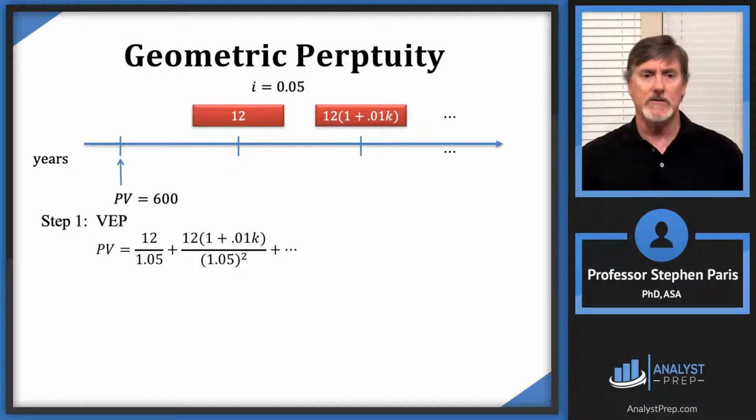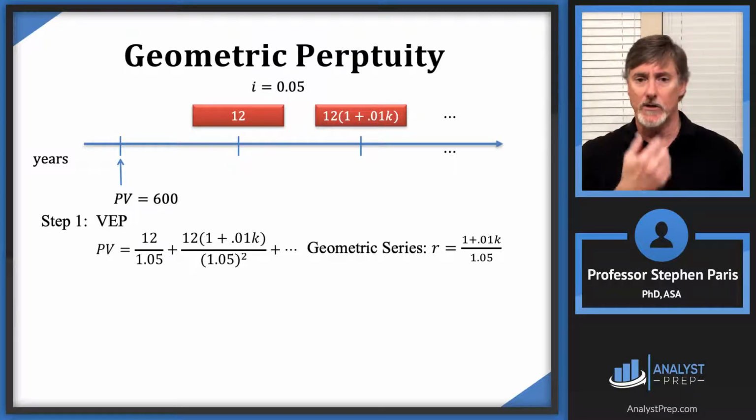Since this is a perpetuity, I now have a geometric series. It's a geometric series with a common ratio of (1 plus 0.01k) divided by 1.05, because that's what I need to multiply the first term, 12 divided by 1.05, by to get to the second term. That's how you identify the common ratio r. Again, it's just a two-step process.